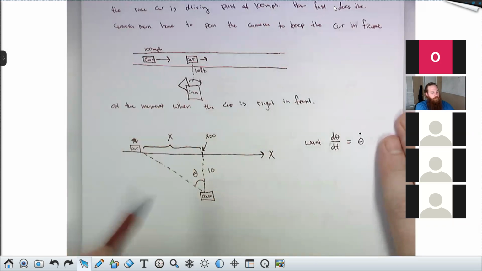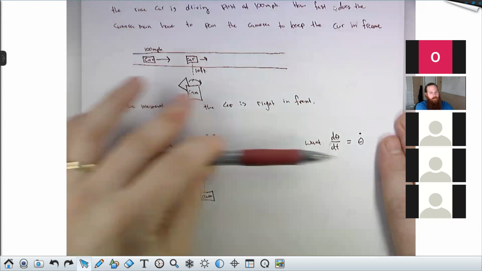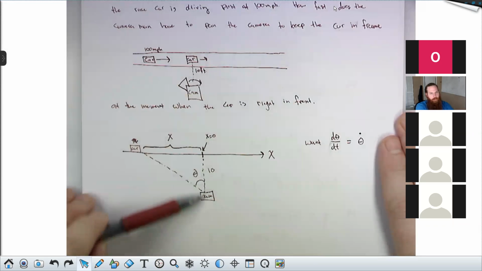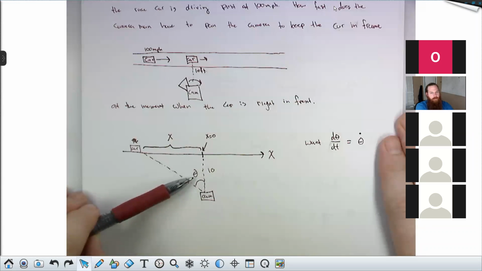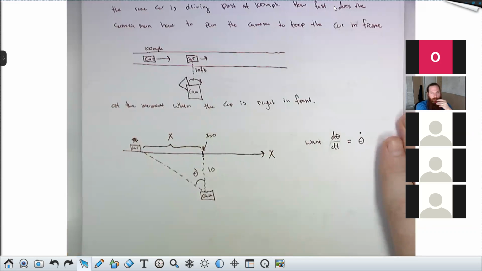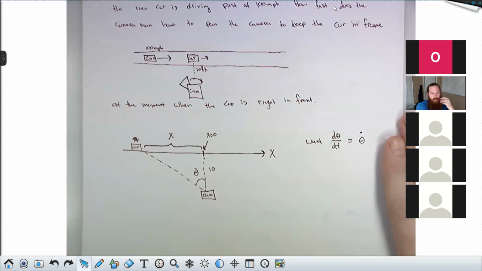So you can think of it as a particle moving along the x-axis. And I've got my camera down here at like the point 0, -10. And I want to know what is d theta dt, the angular velocity, how fast theta is changing at the moment when the car zooms by here. So I'm going to need to set up some sort of algebra relationship, some sort of equation telling me how x and theta are related to one another.